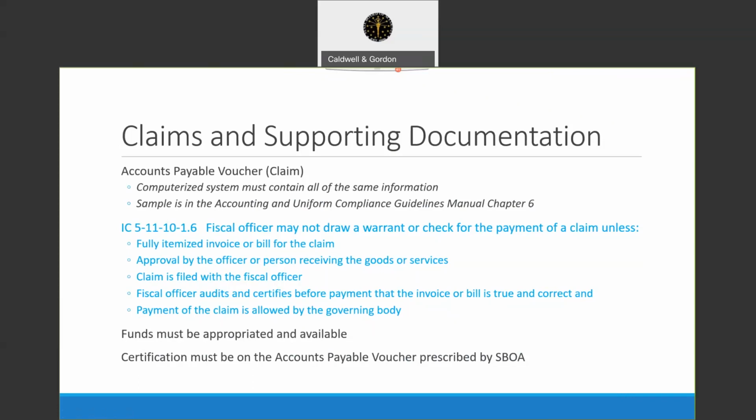Some cities and towns have an ordinance allowing claims to be paid before approval of the board. Usually those would be recurring payments specifically listed in that ordinance. If you have that ordinance, you may pay those claims prior to board approval, but you do have to have those claims approved at the next board meeting following payment. You cannot pay claims prior to board approval without that ordinance in place. Each accounts payable voucher should have supporting documentation such as an invoice, bill, or contract.